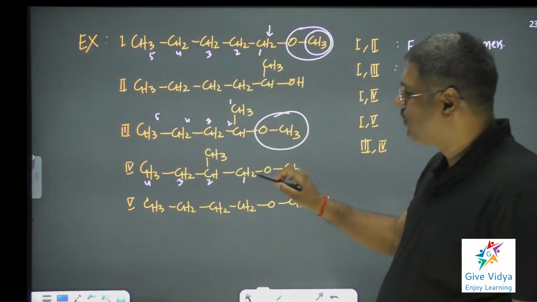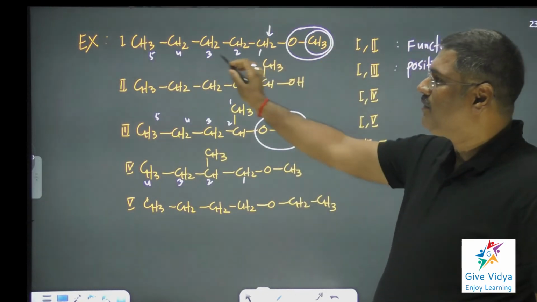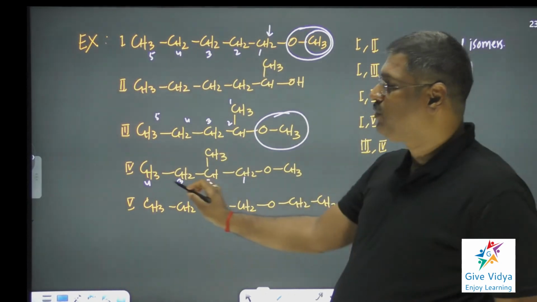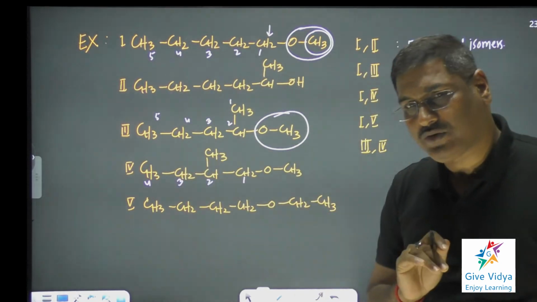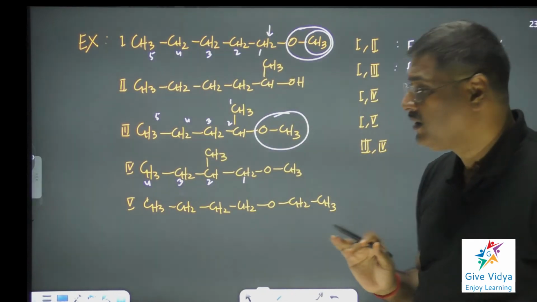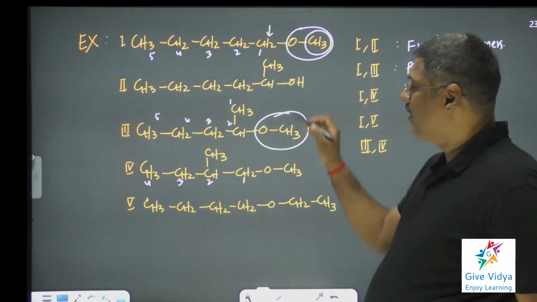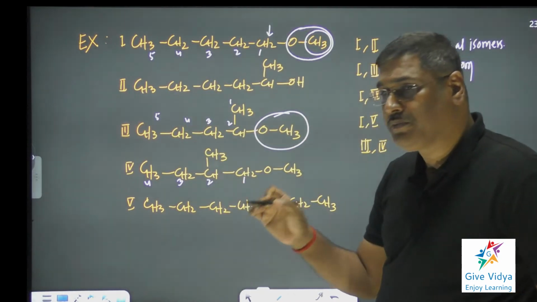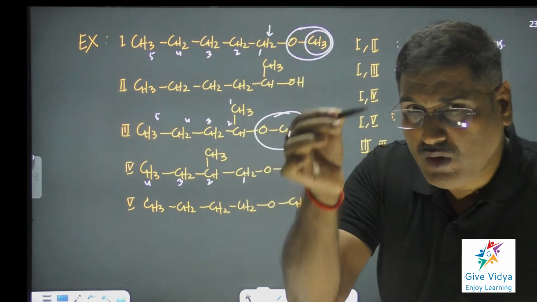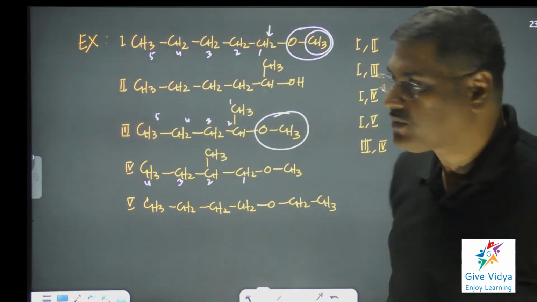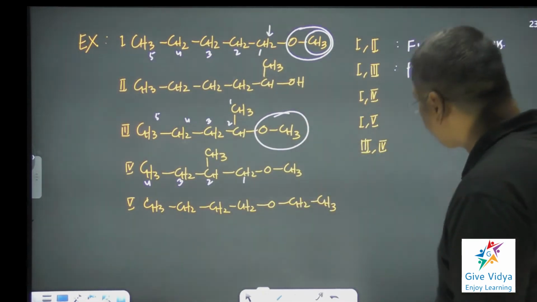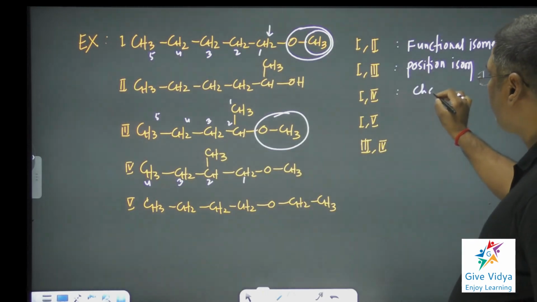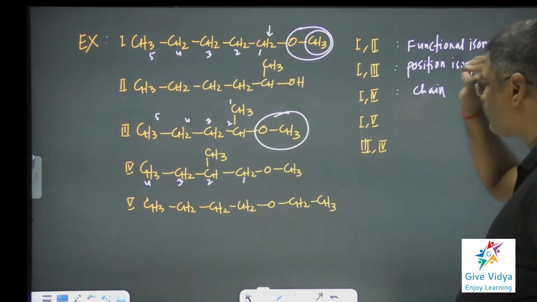In 1 and 4, there the 5 carbon atoms are in the chain, and in this case, only 4 carbon atoms are in the chain. Then what are these two? As here the parent chain, the basic skeleton of the molecule, is changed, that's why these two are chain isomers. These two are chain isomers.